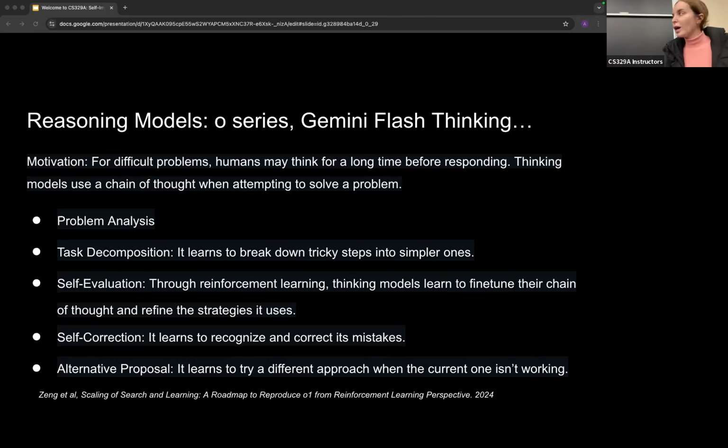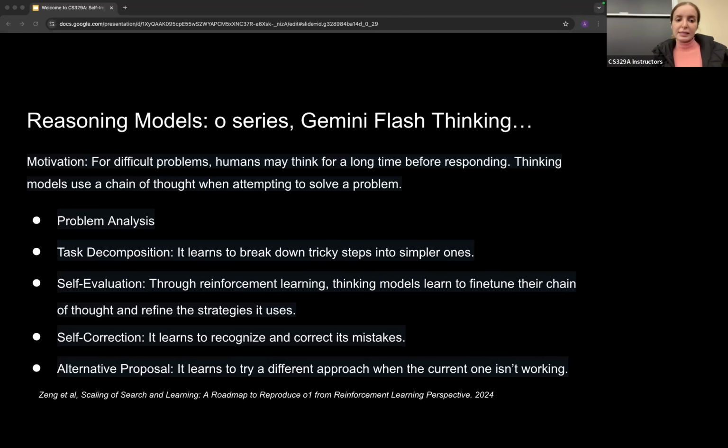Now there are a few properties of these kinds of reasoning models. One is that they do problem analysis. When they approach a problem, they first try to analyze what the problem is before just doing the next token prediction, responding with the first thing they know. They do task decomposition. It appears that they break down the question into pieces and different tasks, and then approach solving them one at a time.